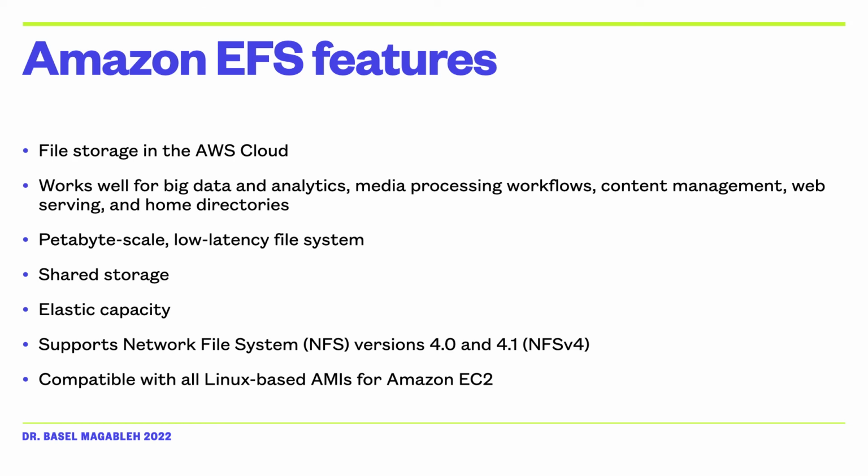Amazon Elastic File System is a fully managed service that makes it easy to set up and scale file storage in the cloud. You can use it to build a file system for big data analytics, media processing workflows, content management, web serving, and home directories. You can create file systems that are accessible to many Amazon EC2 instances, and you can use them with both Linux and Windows, as it supports NFS and Windows file server.